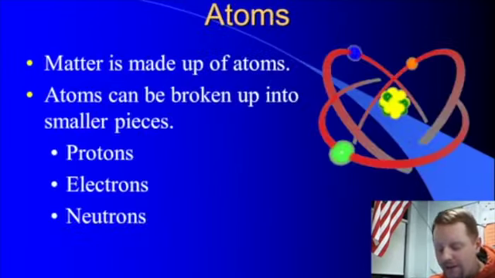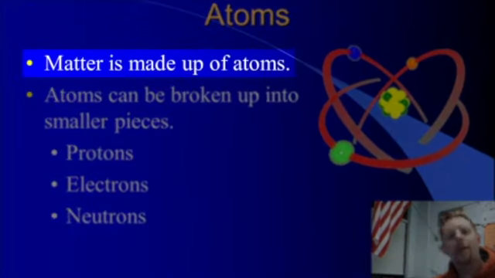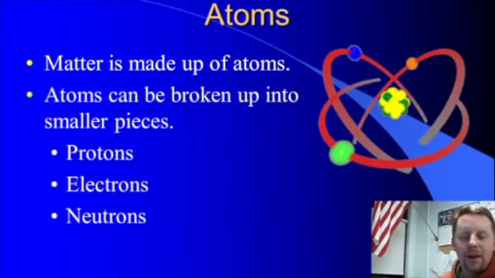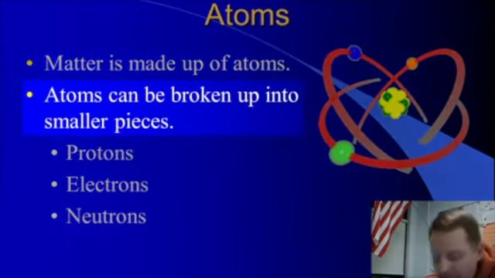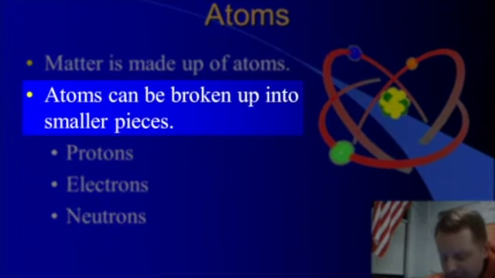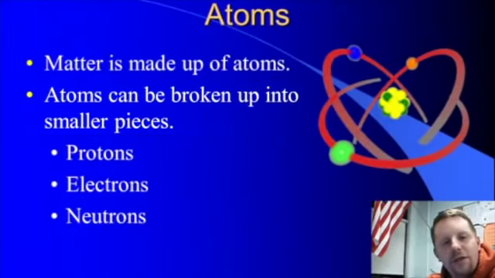And to begin with, we need to talk about atoms. Matter is made up of atoms, and for many years people thought atoms were the smallest particle of matter possible. We have since learned that that's not true. We can break up atoms into smaller pieces known as protons, electrons, and neutrons.